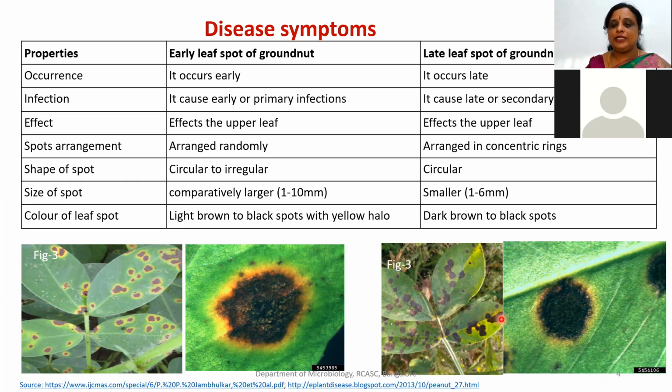If you reverse the leaf and see, you can see a comparatively smaller spot which consists of conidia at this particular region. And this is black in color, whereas the early leaf spots are brownish in color and surrounded by yellow halos. Also the spot size of the early leaf spot is comparatively larger than that of the late leaf spot. So these are some of the disease symptoms, and as the name of the disease tells, it is a spot disease, leaf spot disease.